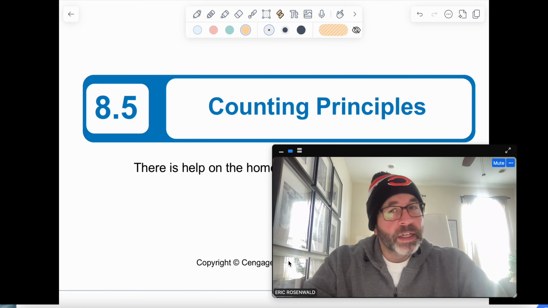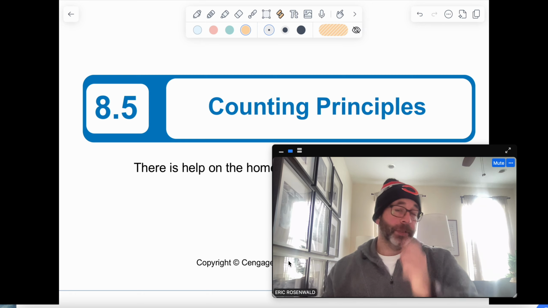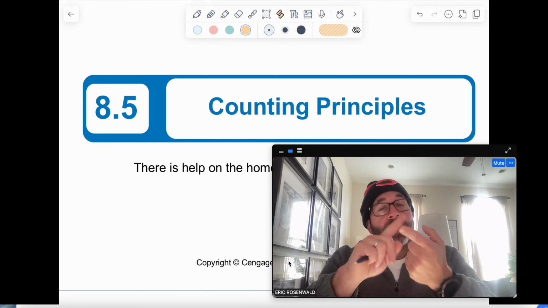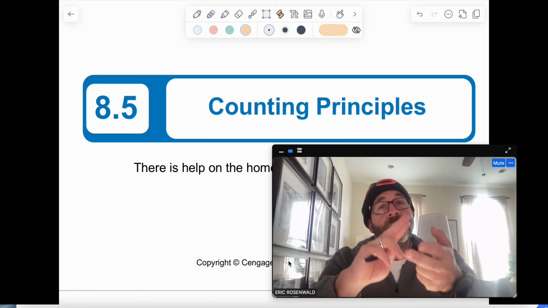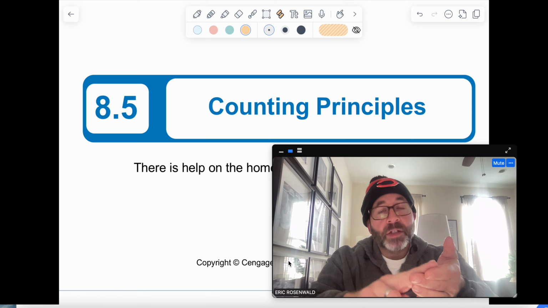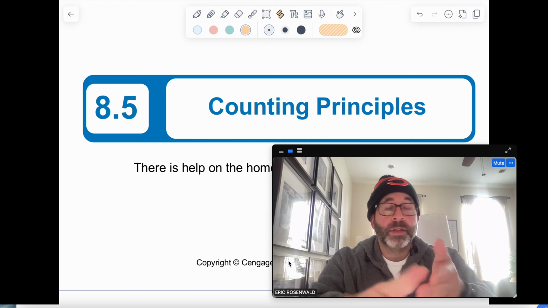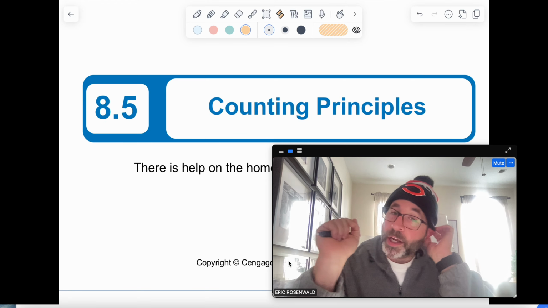Today we're going to be working on Unit 8, Section 5, which is talking about accounting principles. In this section, we're going to be talking about the fundamental accounting principle, permutations, distinguishable permutations, and then combinations, and then some problems that kind of mix it all up, all right?